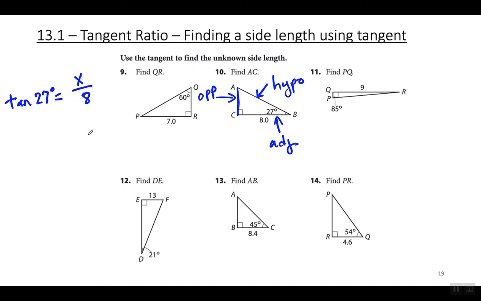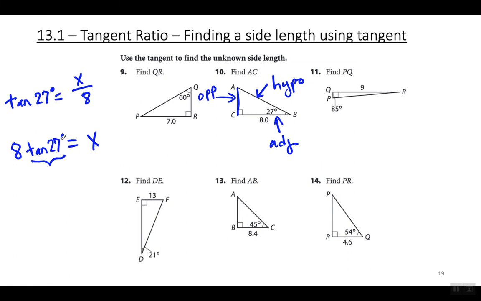Alright? So to get X by itself, I move the 8 to the left and I multiply it times the tangent of 27 degrees. So listen to my advice. Whenever you're dealing with this part, you always got to put the number that's here before you hit the tan button. If you go from right to left, it's the simplest way to avoid making a mistake.